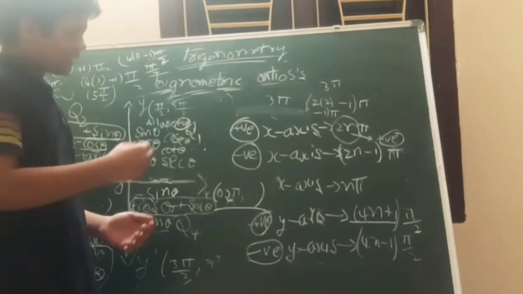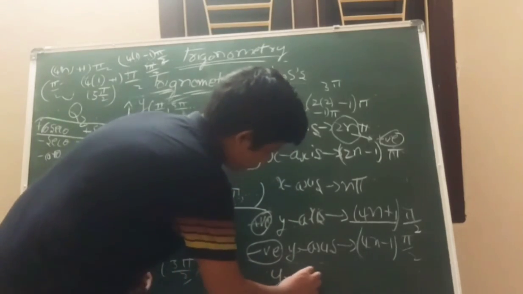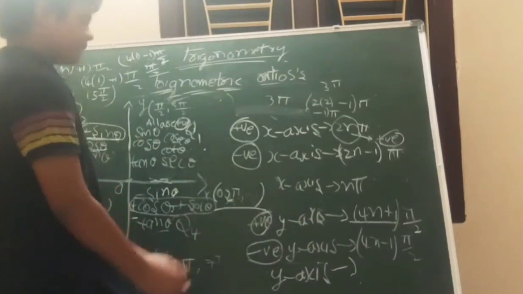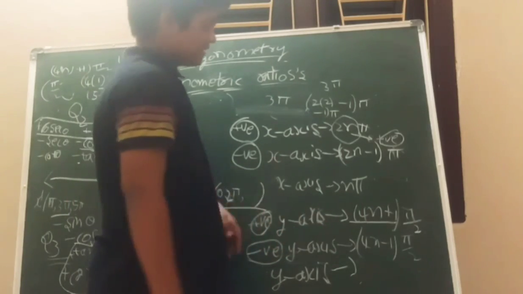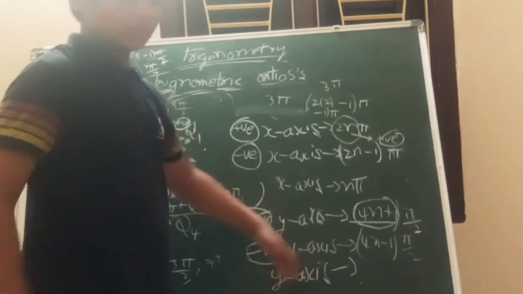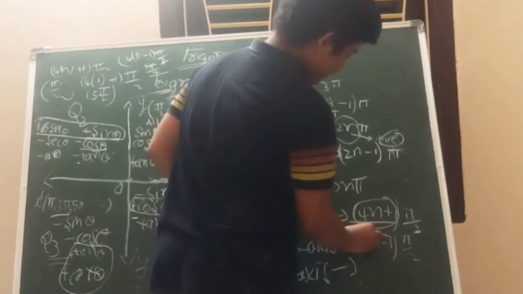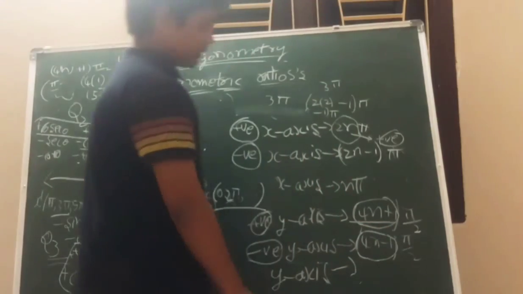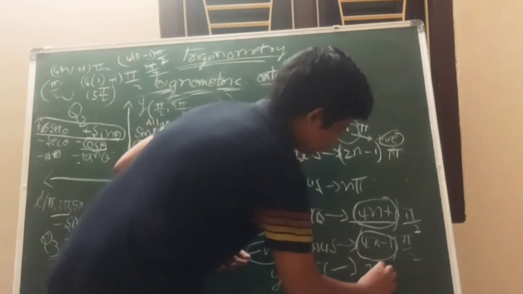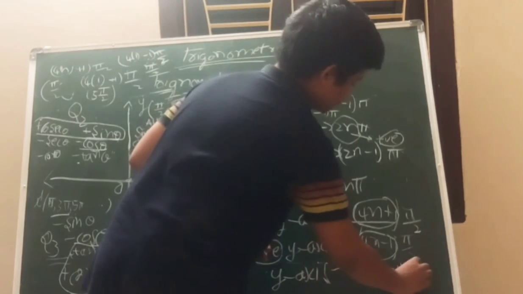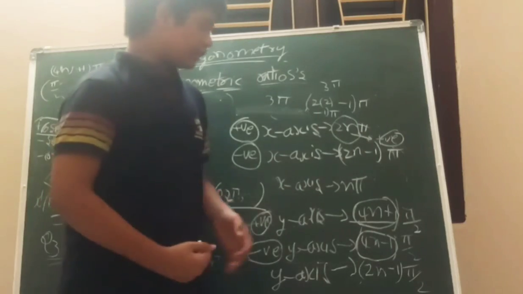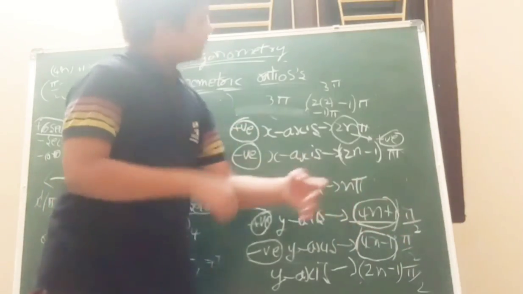So now let us discuss the general form of the total y-axis. If we observe, in the positive y-axis it is an odd multiple of pi by 2, and in the negative y-axis also it is an odd multiple of pi by 2. So the general form of the y-axis is (2n minus 1) into pi by 2. So the general form of the y-axis is the odd multiple of pi by 2.